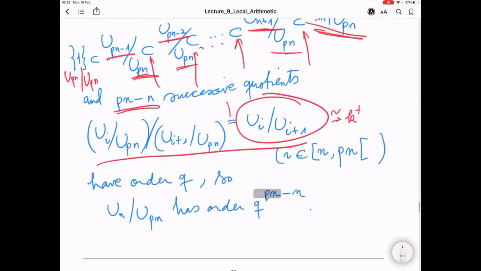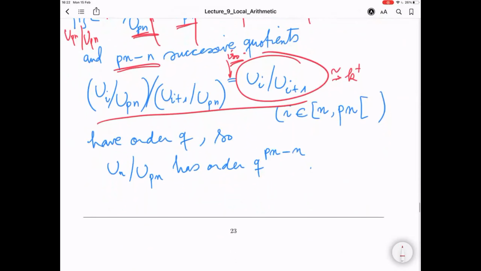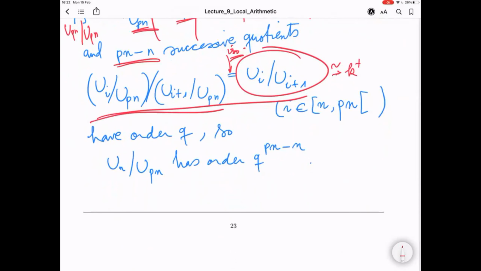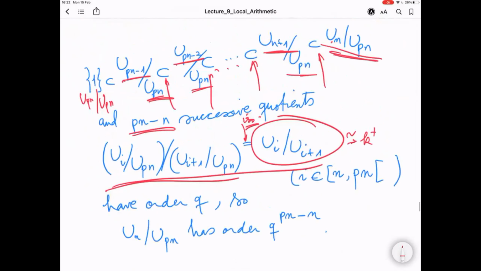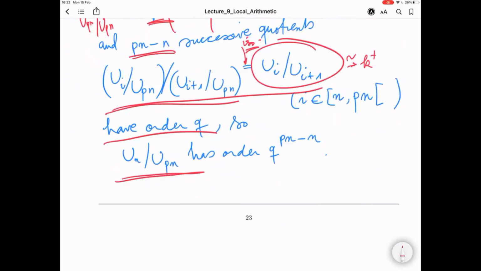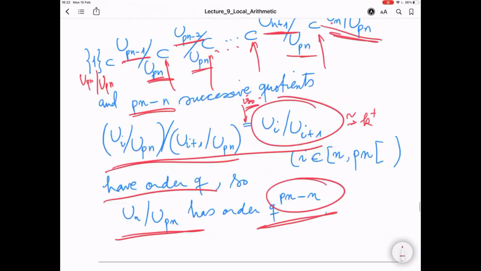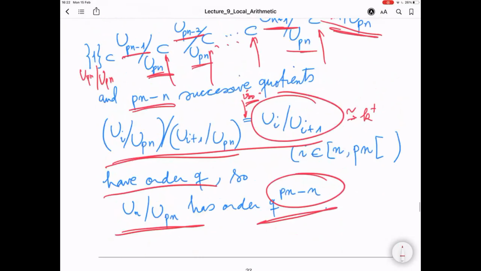And this is some isomorphism theorem, right? In group theory, whenever you have, this is something that you should be able to recall from your courses in group theory, right? Now, each of these successive quotients has order q. So the order of un modulo upn is q multiplied by itself this many times, because there are that many terms in this filtration. So I've determined this.